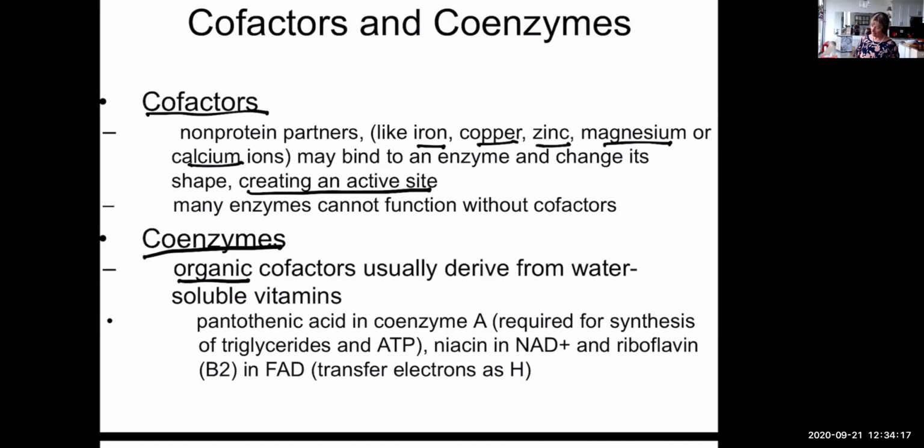Some of them are pantothenic acid, for example, which is in coenzyme A. It's required for the synthesis of triglycerides and ATP. Niacin is in the coenzyme NAD, and riboflavin in FAD. These all function in cellular respiration, and they're very important for that process.